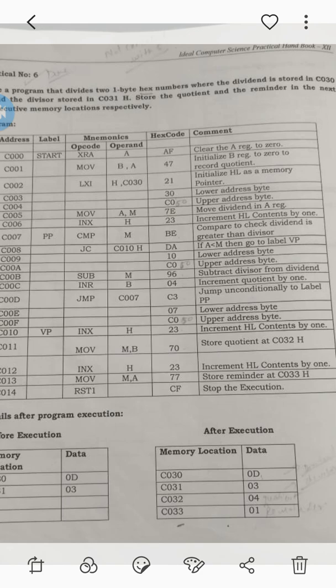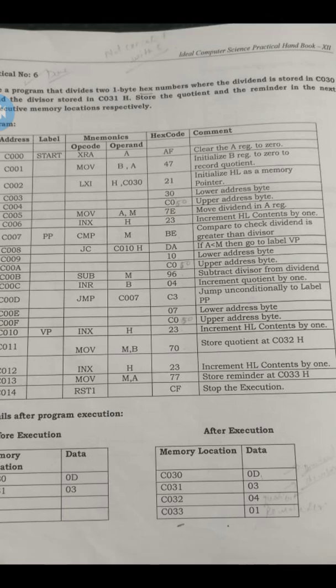Next instruction is INR, increment the quotient by 1. So we have to increment the quotient. For this we are using the INR instruction, INR B. In the B register, you know that in the second instruction we initialized the B register to 0 to store the quotient. So INR B, the hex code of INR B is 04.